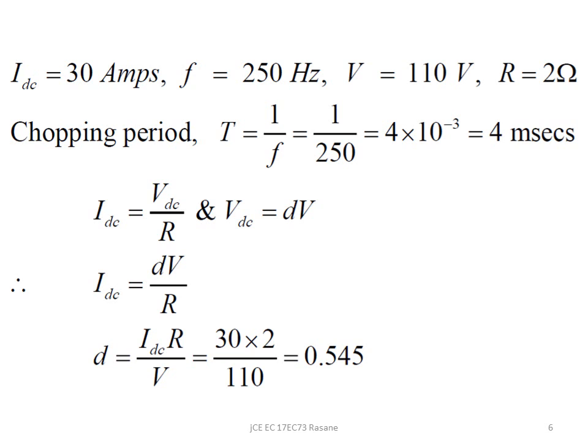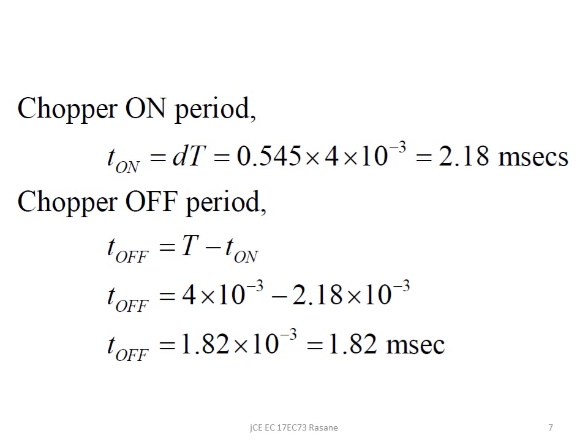You are supposed to find the on and off times. So now that we know the duty cycle, the chopper on period is nothing but D into T. So D is 0.54 into T is given as 4 into 10 to the power of minus 3. So that becomes equal to 2.18 milliseconds, right? And chopper off period is nothing but total time minus the T on time. So that becomes equal to 4 milliseconds minus 2.18 milliseconds. So we calculate it and T off becomes 1.82 milliseconds.